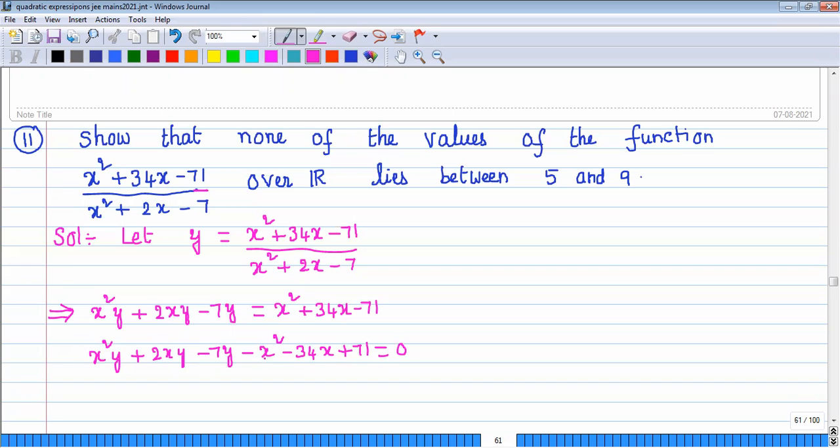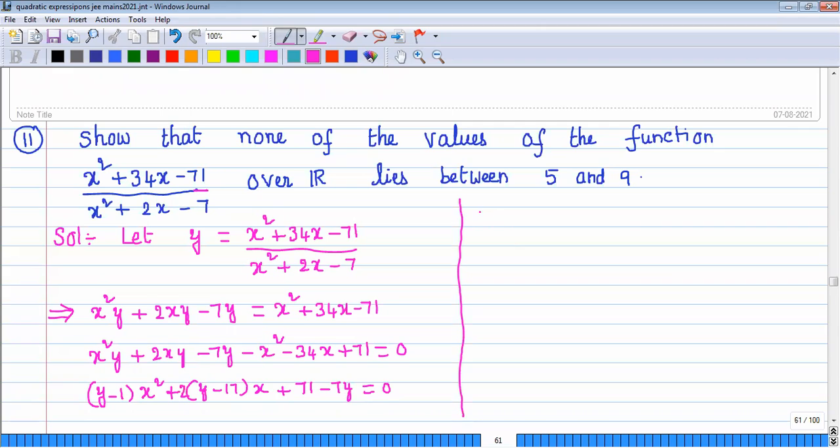Now from x square y minus x square, let us take x square common. If you take x square common, you get y minus 1 times x square. From 2xy minus 34x, you can take 2x common, you will be getting 2 times y minus 17 times x. And plus 71 minus 7y equals to 0. It is a quadratic equation in x.